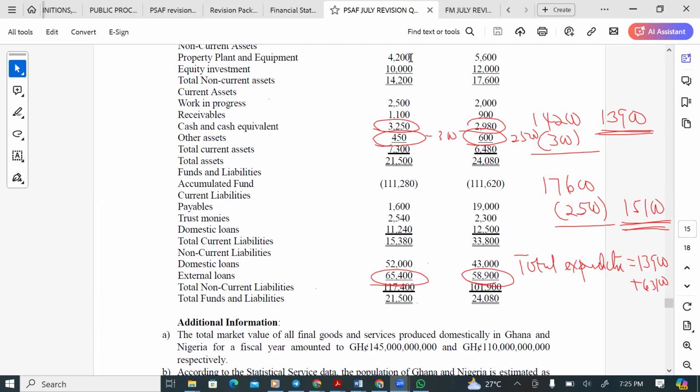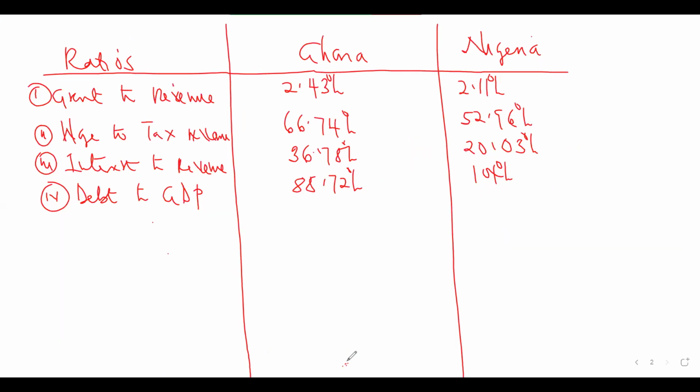Is it the old one or the new one? So what are we getting for the first one? 18.05. So we have the capital expenditure to total expenditure: 18.05. Can someone confirm that? Yes, confirmed. The second one, 24.24. Both confirmed. Let's go to the next one.